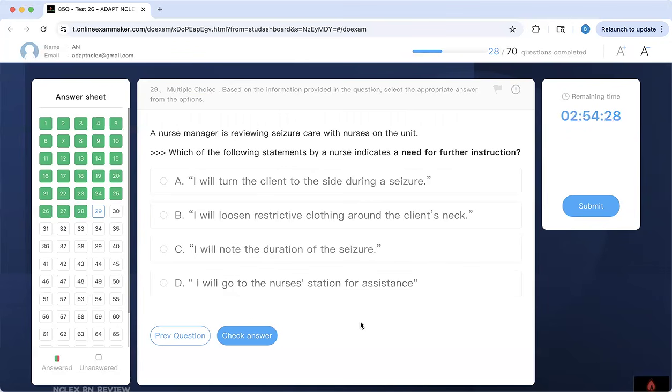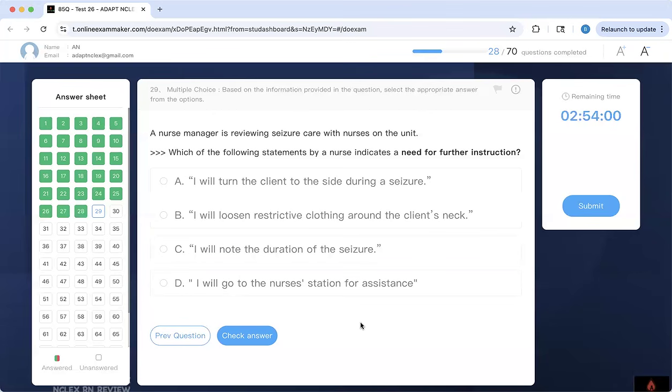I will turn the client to the side during a seizure. I will loosen restrictive clothing around the client's neck. I will note the duration of the seizure. I will go to the nurse's station for assistance. This is a trap. It's a safety question, but pay attention to the words. Reviewing things you need to do when the patient is having a seizure.